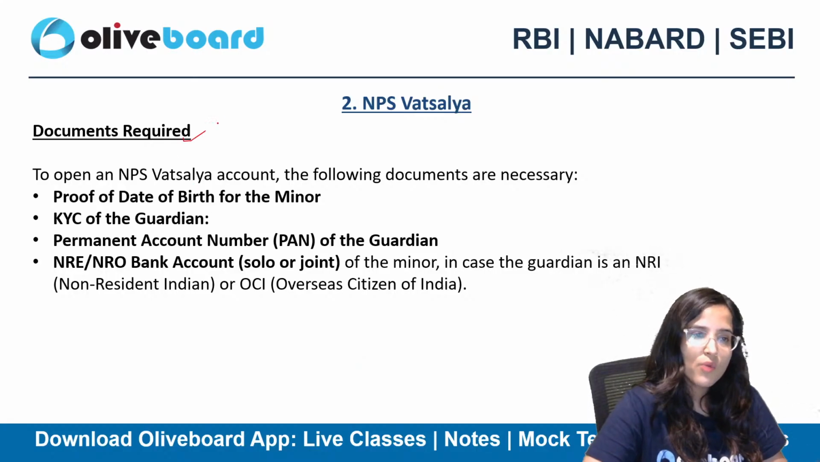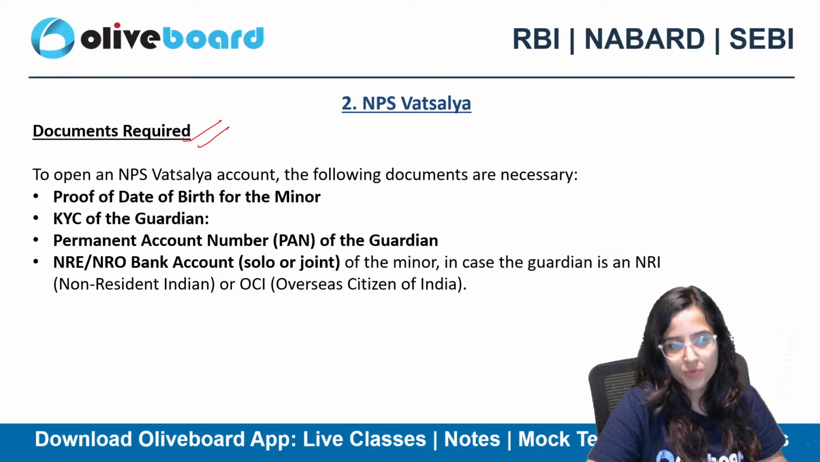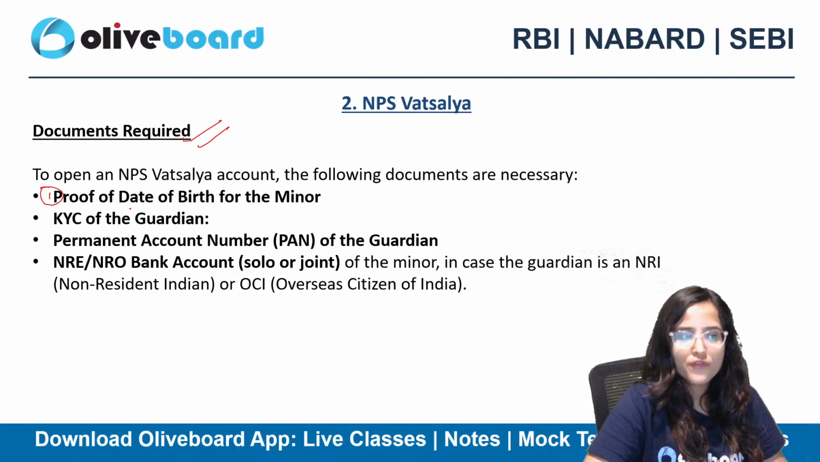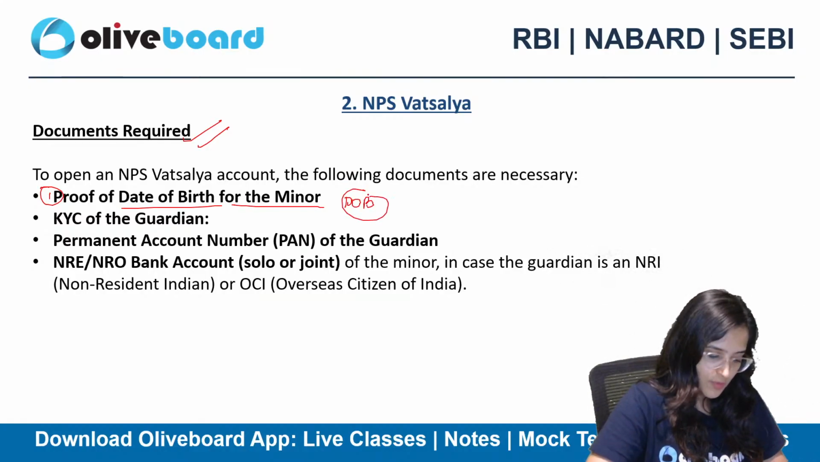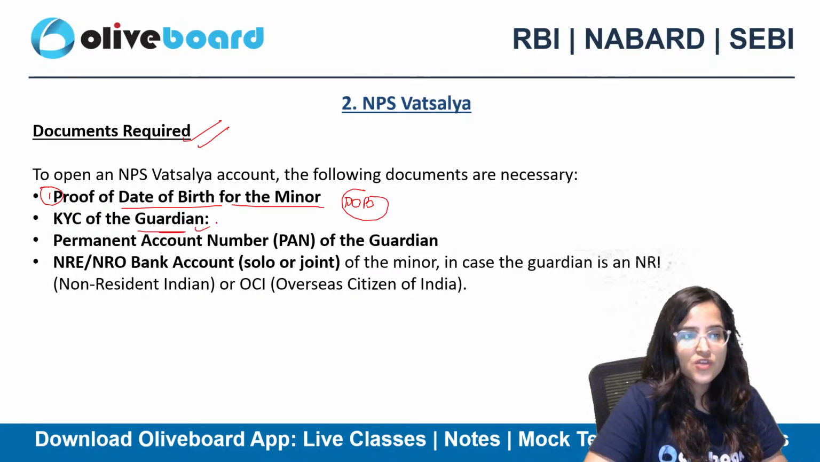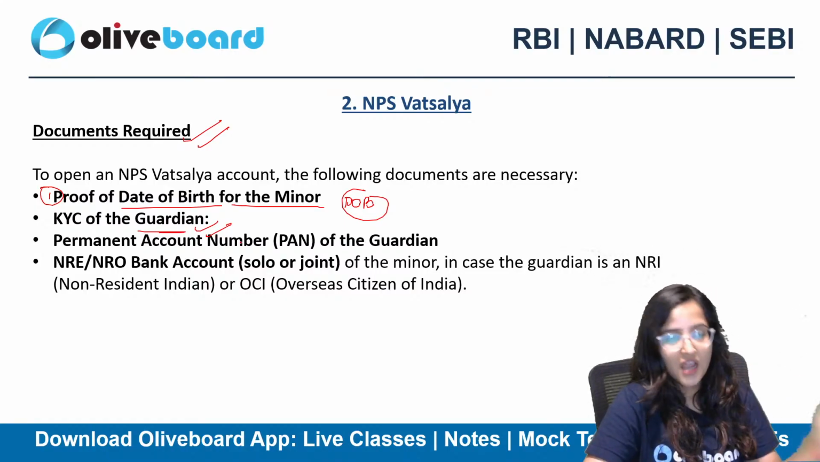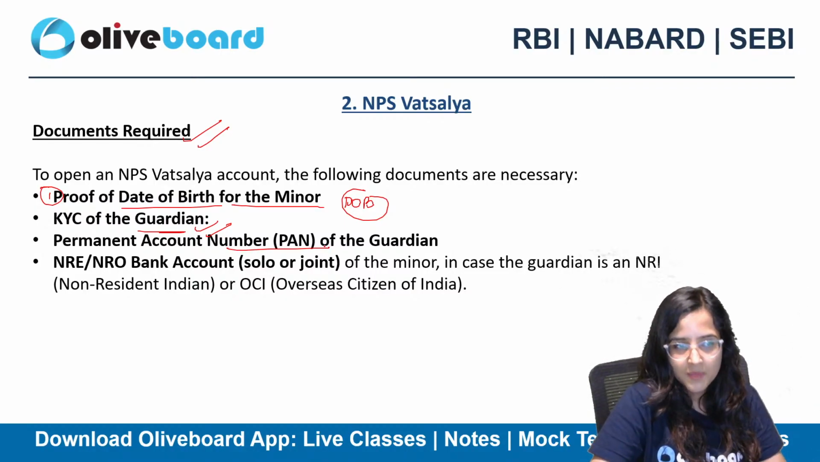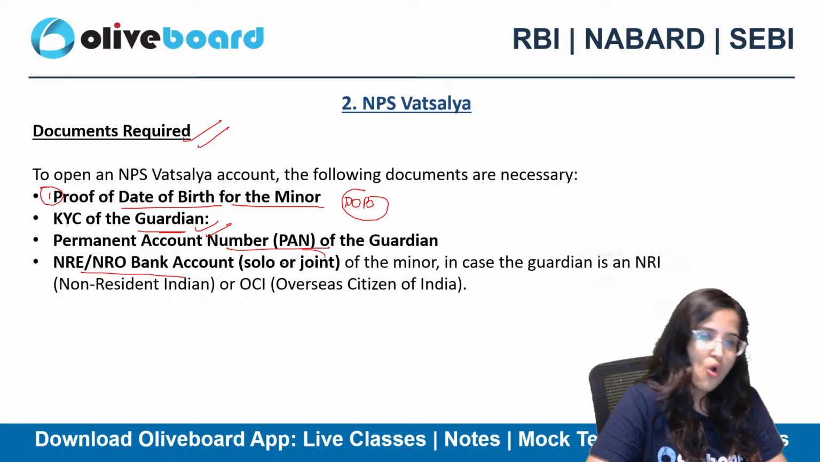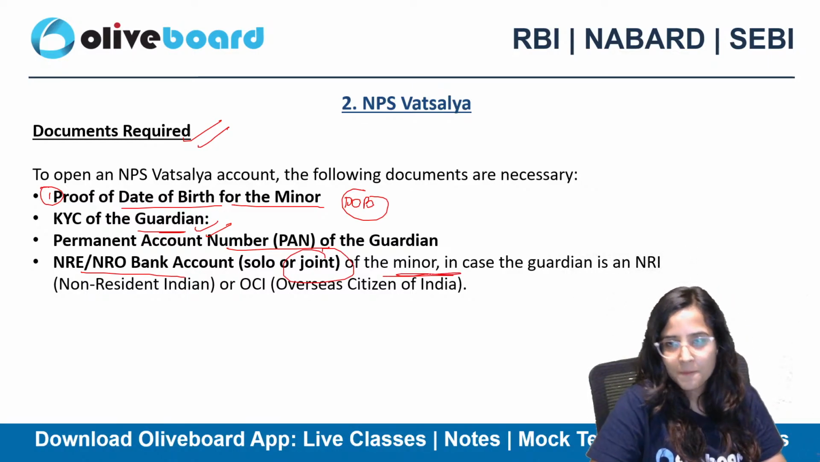What are the documents required for the NPS Vatsalya account to be opened? Firstly, proof of date of birth for the minor. So, date of birth should be provided of the minor. Secondly, KYC of the guardian has to be done. That the guardian should have a PAN number, and an NRE or NRO bank account should be there, solo or joint, of the minor. Okay?